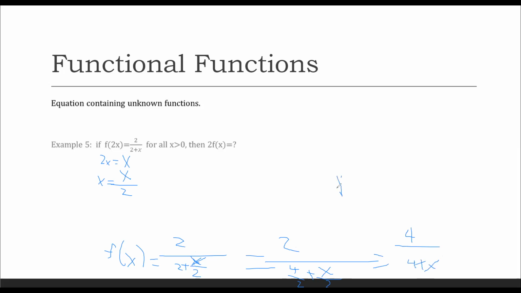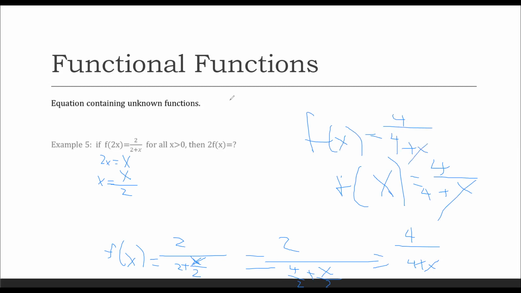So if you have this, then you can just change the capital X to the lowercase x. So you get f(x) = 4/(4 + x), and so 2 times this would just be 8/(4 + x). So this is your answer.